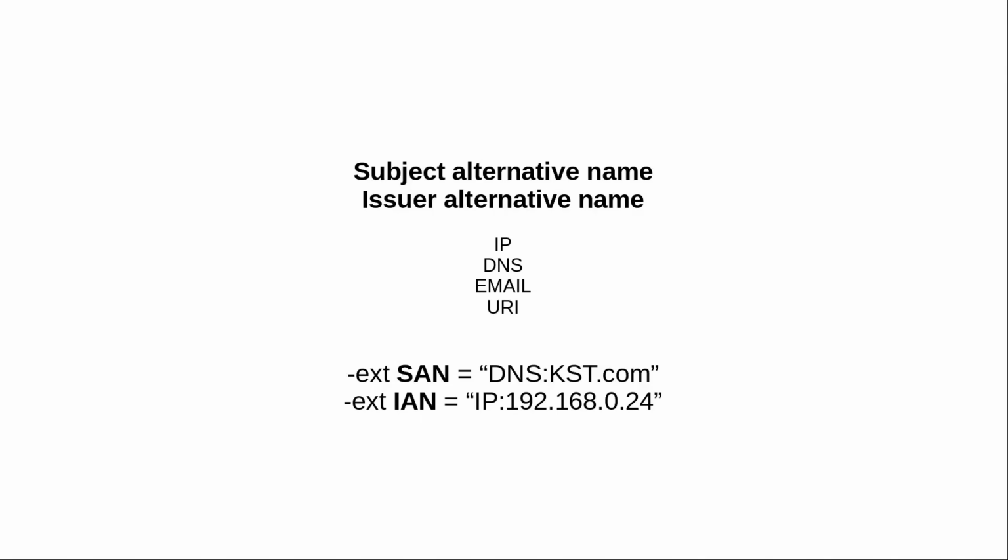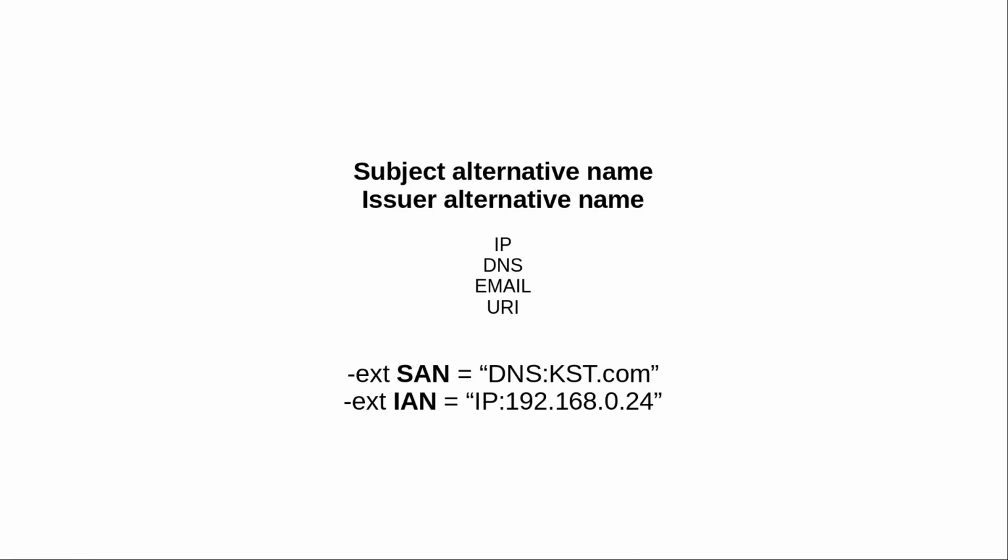And command names are respectively SAN and IAN. You can of course provide a list with multiple elements split by comma. And the elements must be of these forms: IP, DNS, email or URI. So first you are going to provide the form, colon, and then the text value. So in the first case our value is going to be resolved with DNS, and that is the address keyst.com.